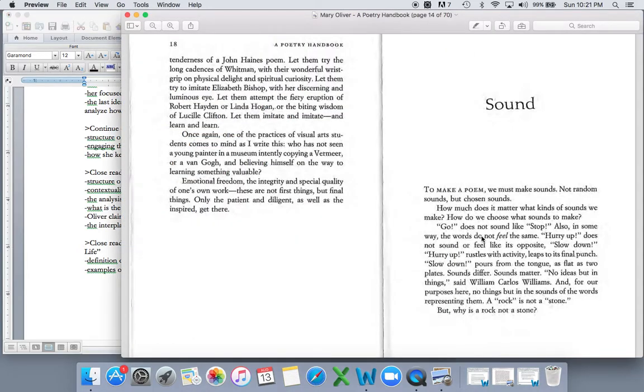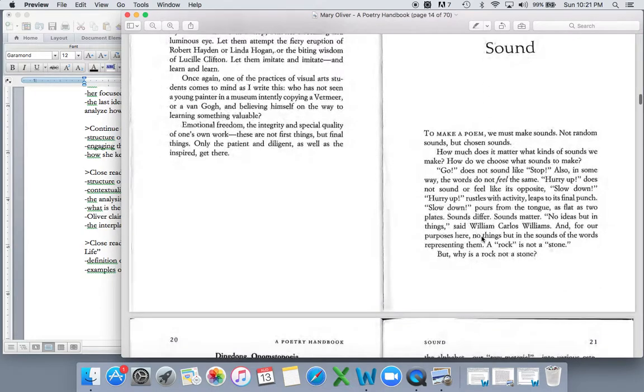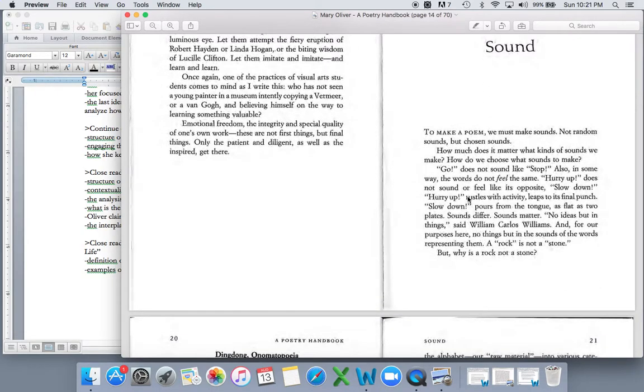So let me start by going back to the essay here. She pretty much begins the essay with a question. How much does it matter what kinds of sounds we make? How do we choose what sounds to make? So why does it matter? Again, we talk about meaning. She's saying we choose sounds to have a particular meaning or to be significant in some way. How do we choose that? And she wants to set out and answer that question to us, and she wants to explain it to us.